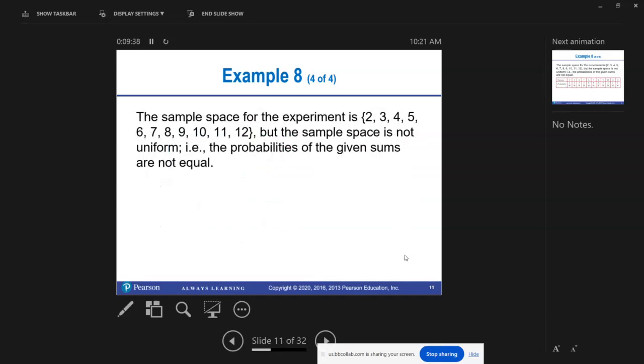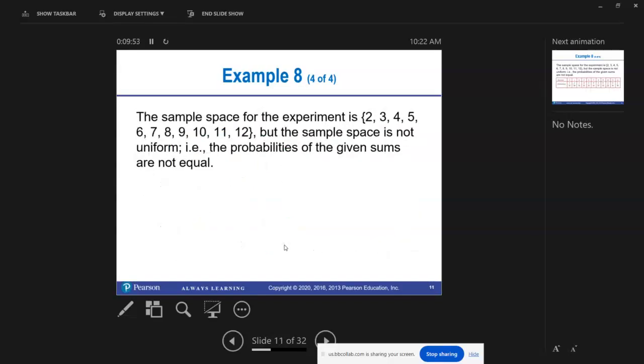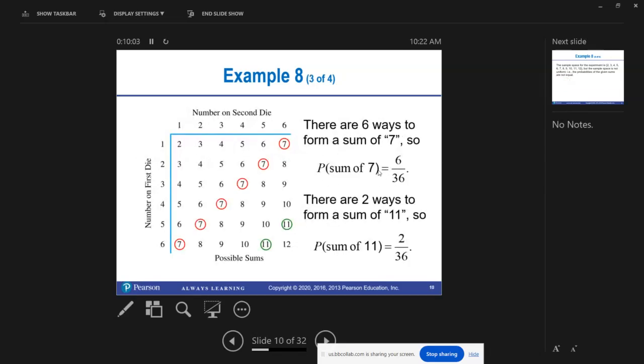So this time, since we're talking about sums, my sample space for the experiment is 2, 3, 4, 5, 6, 7, 8, 9, 10, 11, 12. So all that is the numbers that I have here. It's 2 through 12. However, our sample space isn't uniform, so that just means that the probability of each of the given sums are not equal. We saw that back here with 7, we had a probability of 6 out of 36. With 11, it was 2 out of 36.